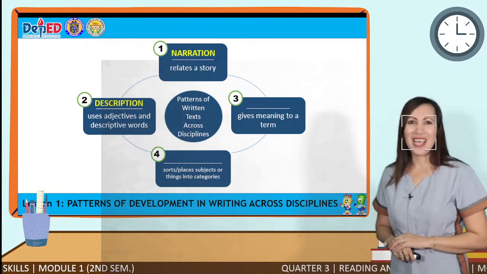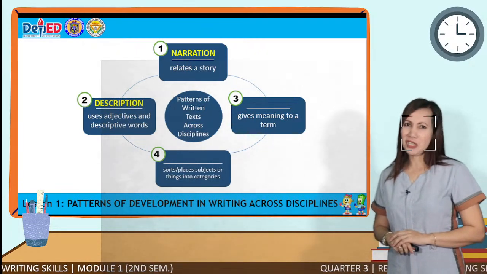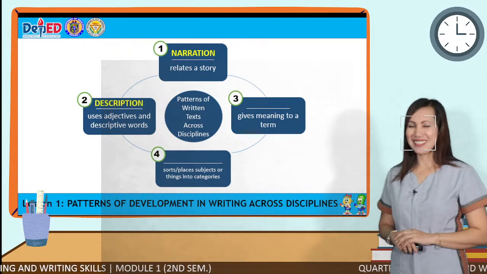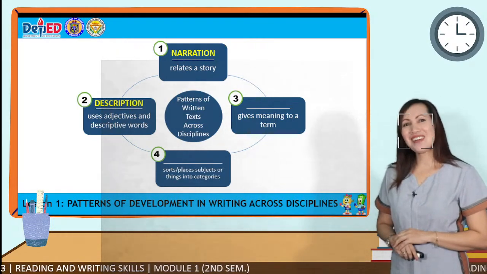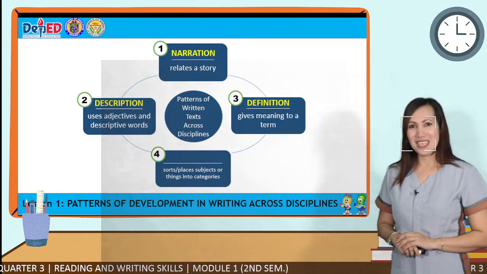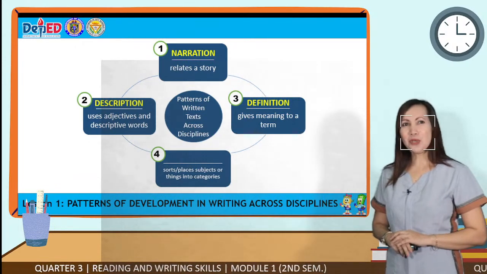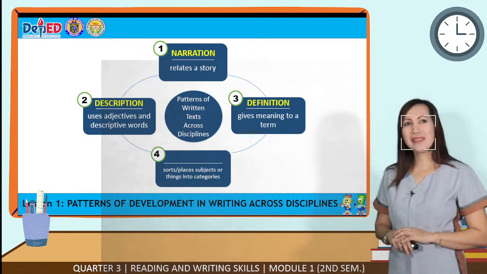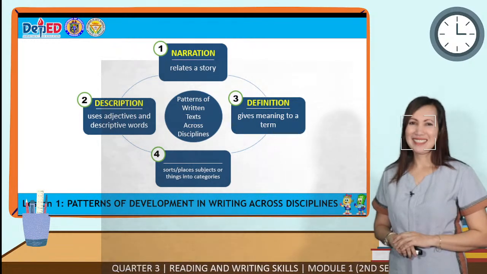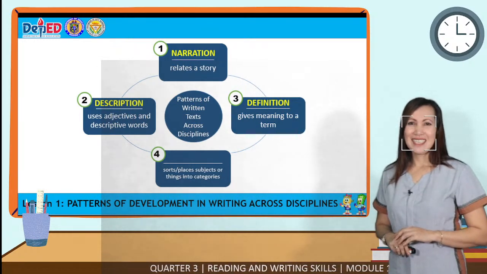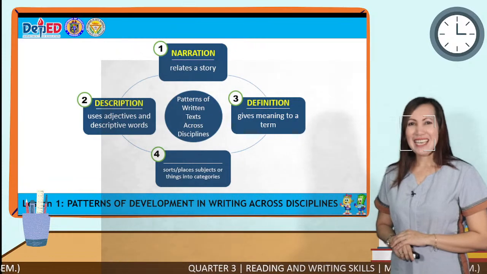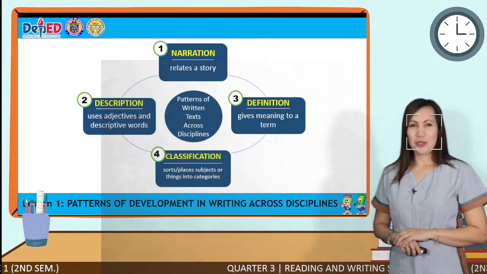How about in number 3? Let's give it a try. Gives meaning to a term. What is that pattern? You got it right. That is definition. And the last one, sorts, places subjects or things into categories. What is that? Very good. That is classification.